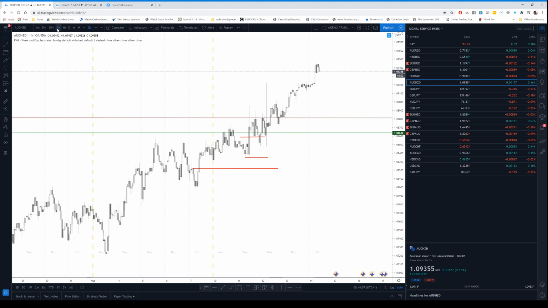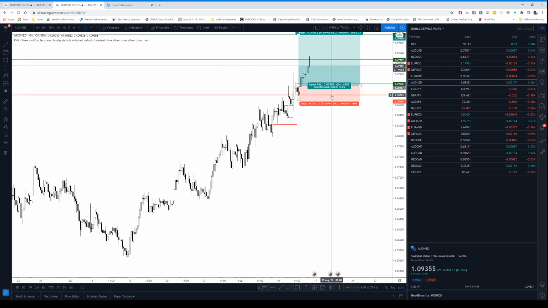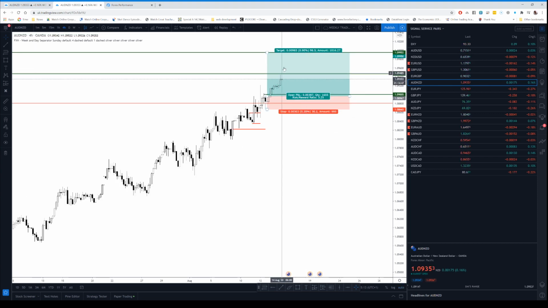This pair, we did have a trade idea on there. Where is it? Yeah, and we did hit the first TP, so I hope most of you have already taken that one, and then we wait to see if we're gonna get to the second TP.